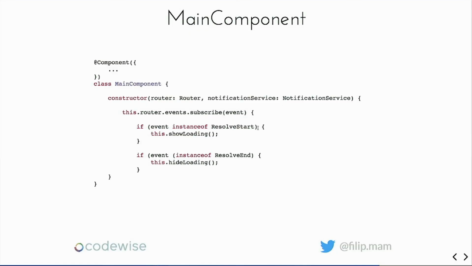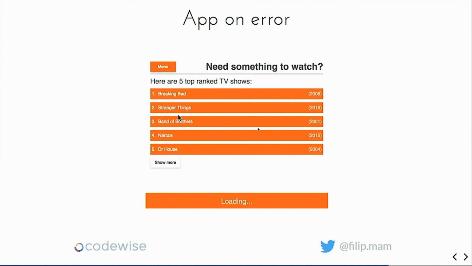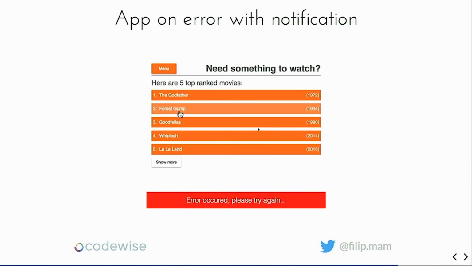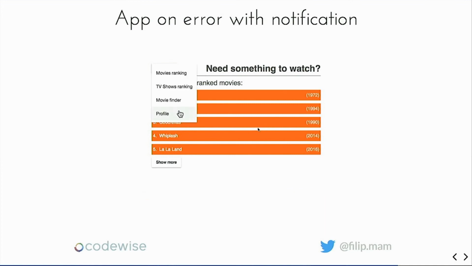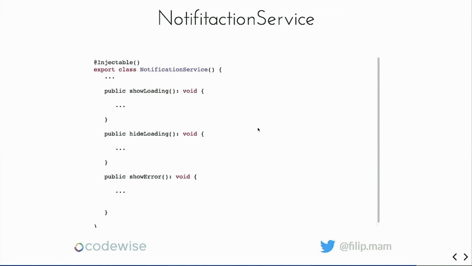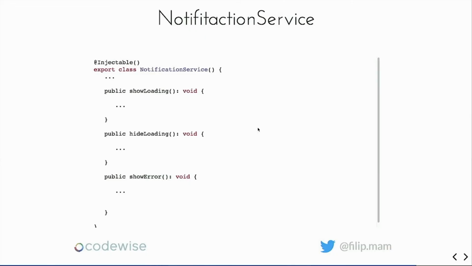Okay, but how about error handling? If we don't have anything for it, the user can wait forever. So we need some kind of error message here, and the easiest way to do it, again, is in a resolver. But first, we need to extend our abstract service with notifications by adding a method that shows the error and hides it. Just the basic stuff.